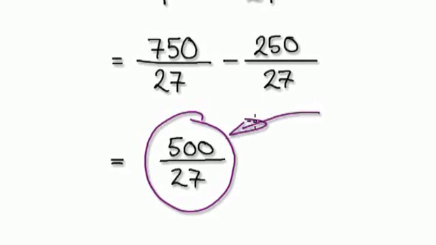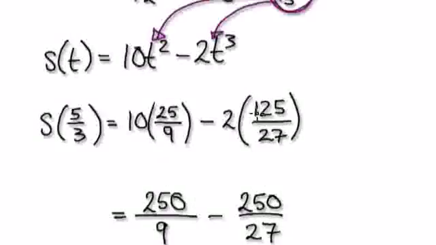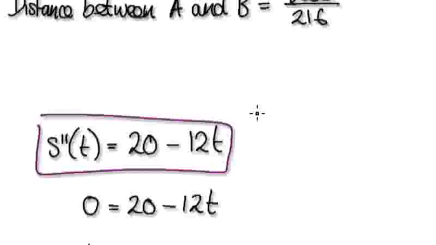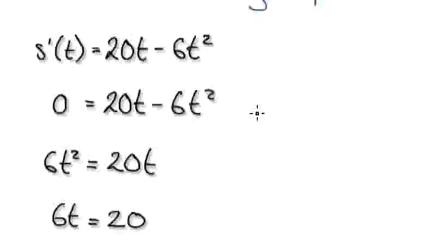Okay, so this here is the displacement, and it's 500 over 27.